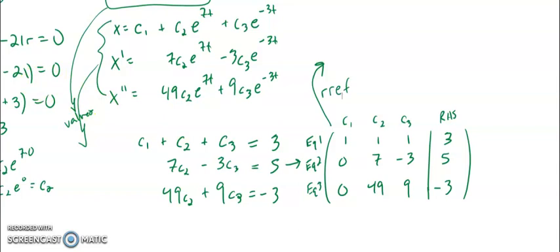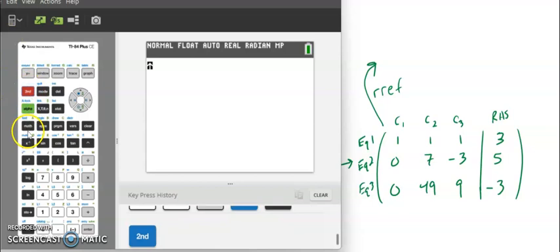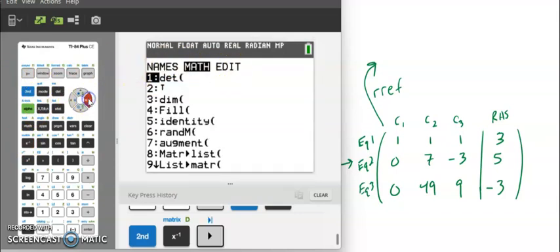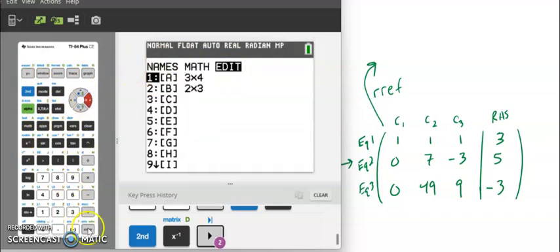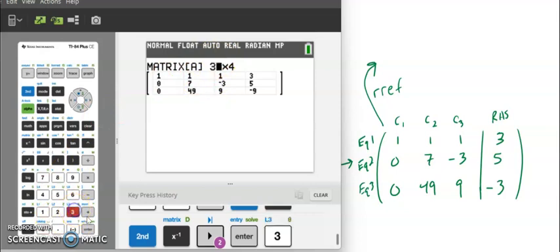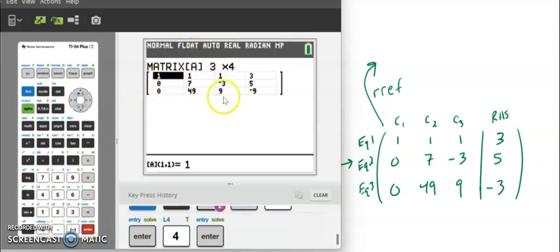And now, all right, take a look. I am going to hit second on my TI-84 and hit the X inverse button. That takes me into the matrix menu. I'm going to go over to the right to edit, and I'm going to hit enter. First thing it's going to ask me for is the size. You can see that I've already made this one a 3x4. All you do is hit 3, enter, 4, enter, and then it'll give you a 3x4.